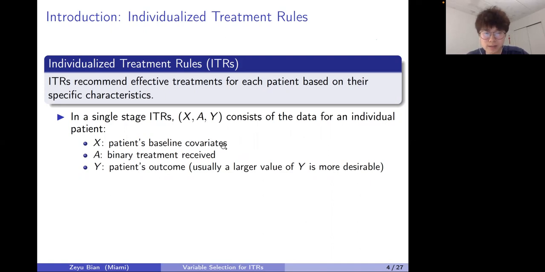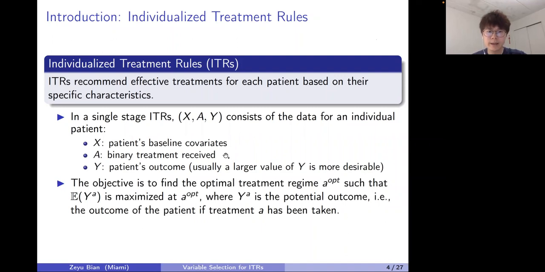Now I will introduce some notation. In single-stage ITRs, the observed data are X, A, and Y, where X are the patient's baseline covariates, A is a binary treatment received, and Y is the patient's outcome. Usually, we prefer a large value of Y.